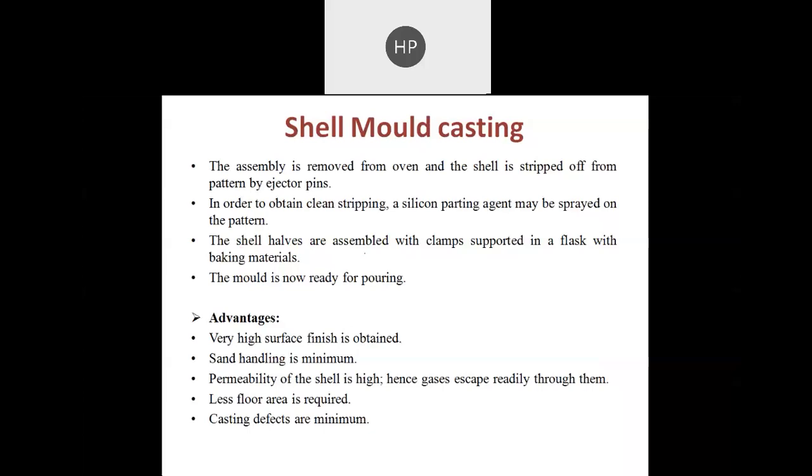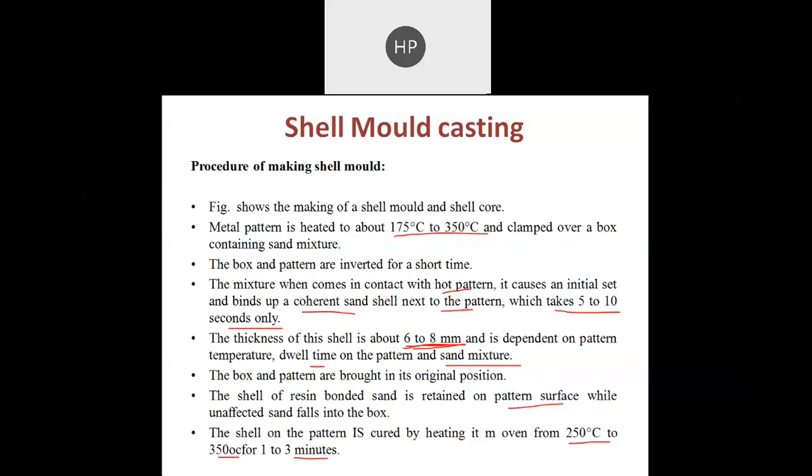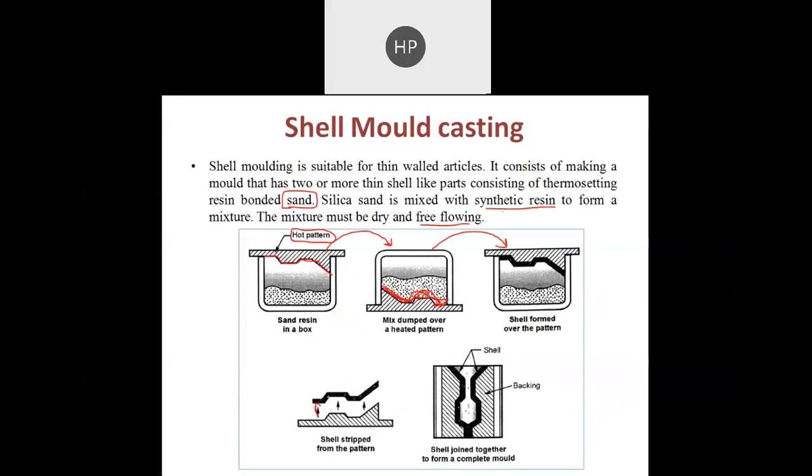The cell halves are assembled with clamp supports in a flask with a backing material. Backing material here generally means sand, and then it is ready to pour. In this case we are only generating the shell of the pattern, and that's why it is known as shell mold casting. Only the outer shell is prepared, while the whole remaining portion is filled by sand.